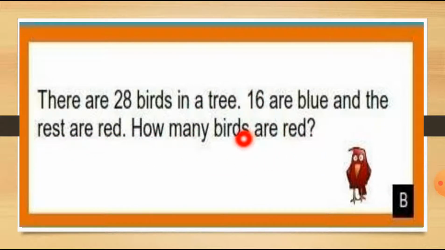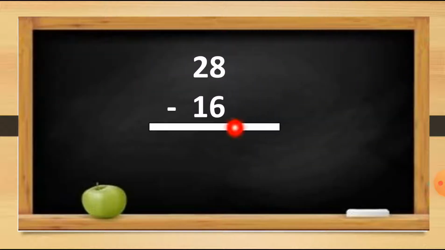So students, from this problem we find these 2 numbers, these 2 digits, which are 28 and 16. How many birds are red? From this 28, how many birds are red? So we have to do subtraction. Here are the 28 birds, which is the total, and from this 28, 16 birds are blue. So we have to find out how many of the rest are red.